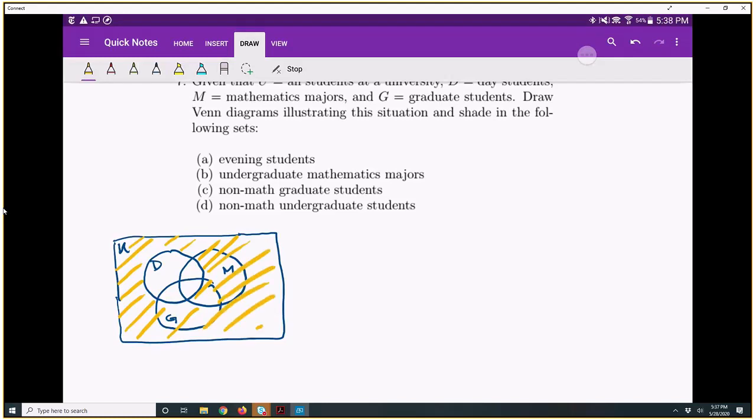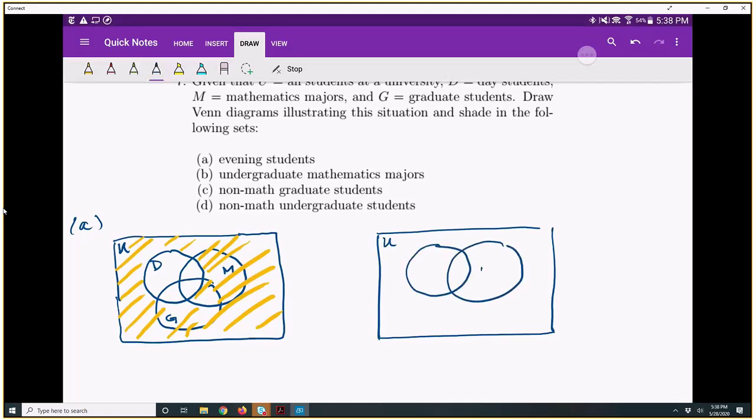So I'm going to shade my Venn diagram like this, so that what I should see is the only thing that's not shaded is the set of daytime students. That's A. I'll start with a similar diagram for B, the universe of all students of the university, the daytime students, the math majors, the graduate students. And now it's asked me to illustrate the undergraduate mathematics majors. So first of all, I know I'm in this bubble that is math majors, but I can't be a graduate student if I'm an undergraduate student. So I'm just going to work around the graduate students.